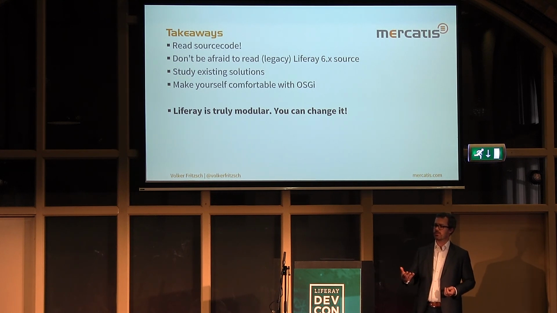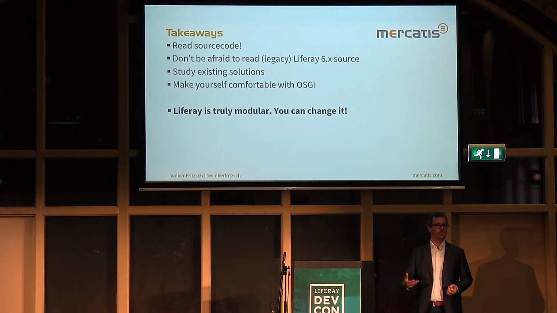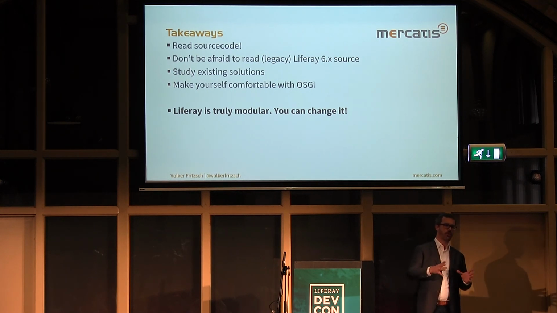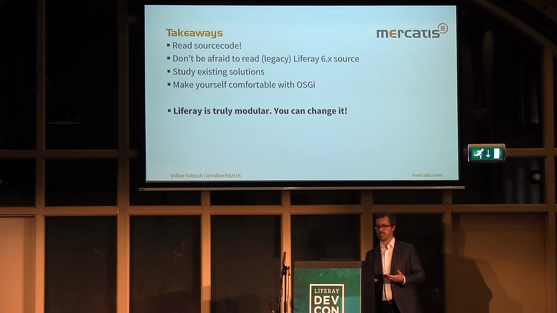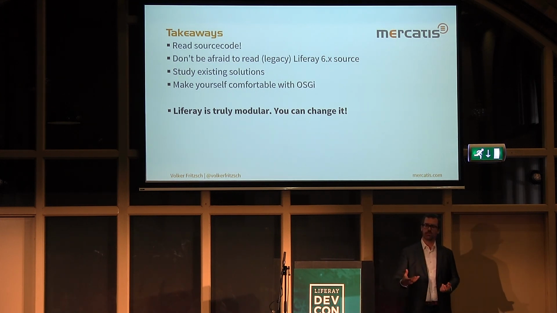Don't be afraid to read legacy source code. Look into Liferay 6.1, 6.2 if you want to know how something evolved. If you have a hard time finding the right modules, say, okay, where did this come from? Where could this have been implemented in a former Liferay version? Look at that. See if you can recognize patterns in the new code. This really, really helps. Study existing solutions. You don't need to invent the wheel over and over again. There's a lot of great open source packages out there.